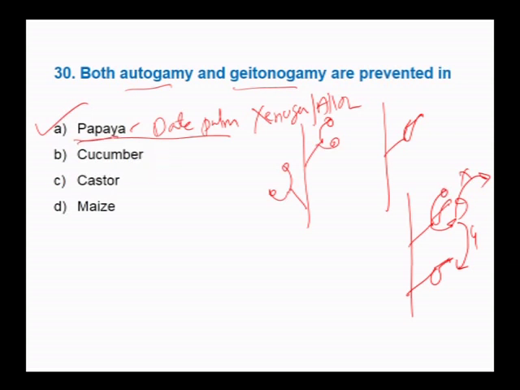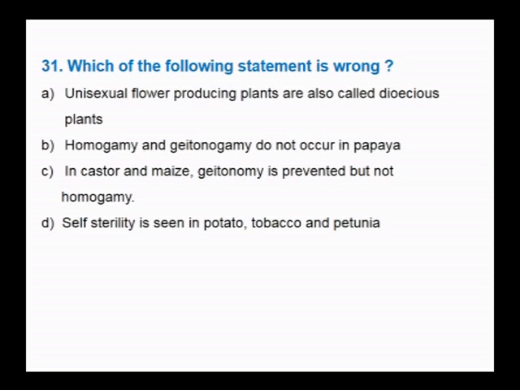Cucumber, monoecious, castor, maize, in all these, xenogamy is possible, autogamy is possible. Therefore, papaya is the right answer. Next question. Which of the following statements is wrong? Unisexual flower producing plants are also called dioecious plants. It is a correct statement. Homogamy and geitonogamy do not occur in papaya. This is correct because the plant is dioecious. In dioecious plants only xenogamy is possible, not homogamy, or you can say autogamy and geitonogamy. In castor and maize, geitonogamy is prevented but not homogamy. So, this is a wrong statement.